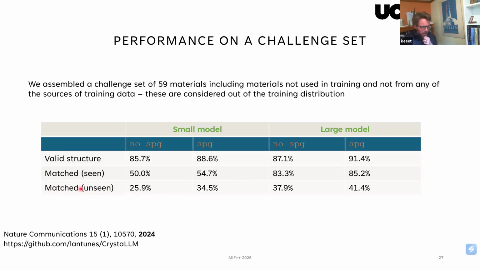And I think the important line here is the matched unseen compared to the valid structure. The valid structure is the normal test set that we would have used, which was just a split of the training set. And you see that getting the structures matched is much lower on these unseen data. So I think there's not a huge amount of generalization way beyond your training set.